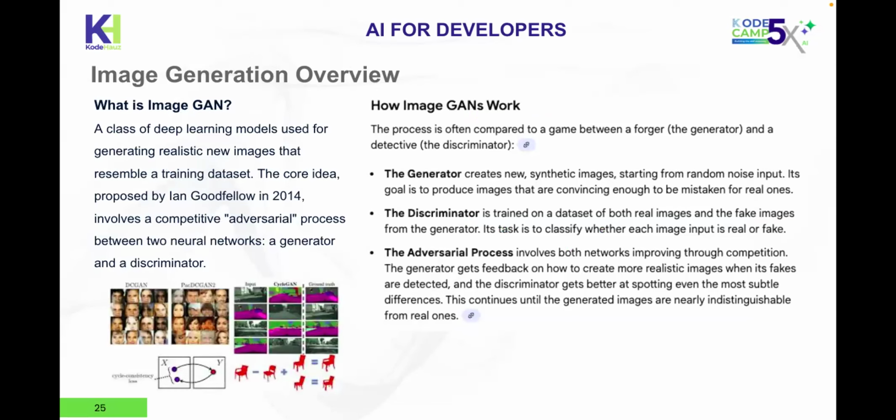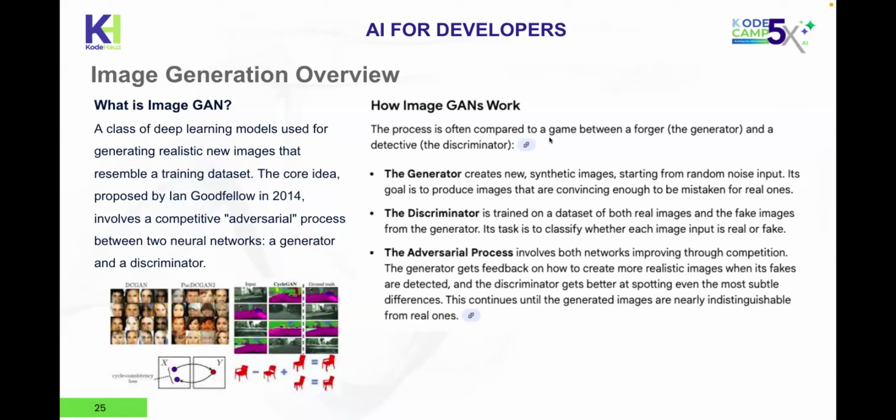So let's talk a little bit about the generation overview. The GAN, which is the first type, like I said, is a class of deep learning models used for generating realistic new images that resemble a training data set. The core idea, which was proposed by Ian Goodfellow in 2014, involves a competitive adversarial process between two neural networks, a generator and a discriminator. The process is often compared to a game between a forger, which is the generator, and a detective, the discriminator. So that's what I was trying to explain.